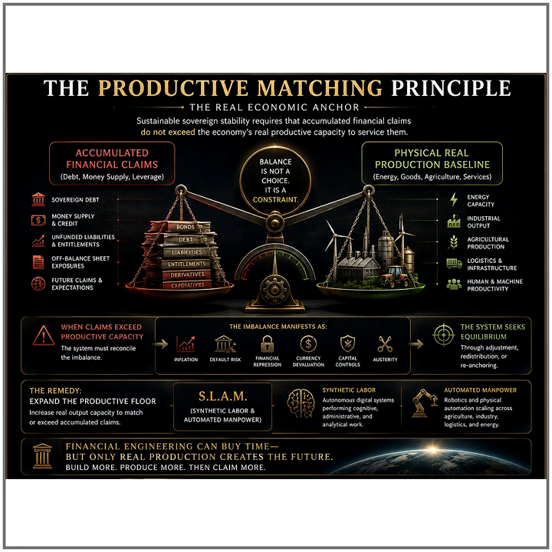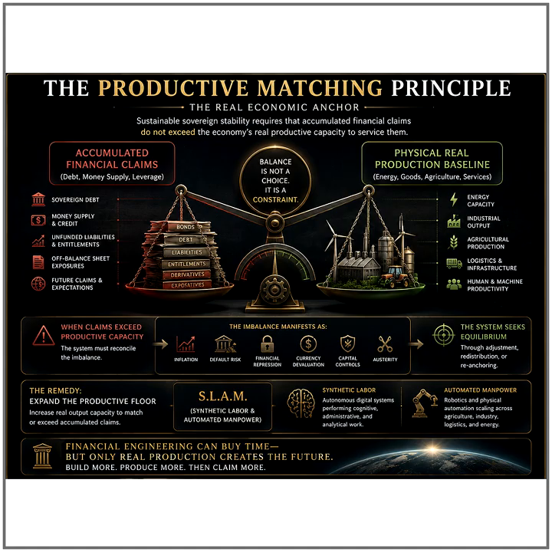This consists of energy production, goods, agriculture, and services. The central proposition of the framework is that accumulated financial claims cannot permanently outpace the physical productive capacity of the underlying economy. The diagnostic conclusion is straightforward. Financial engineering cannot manufacture physical capacity. The proposed remedy is equally straightforward. Expand the physical productive floor through automation and productive capacity expansion.